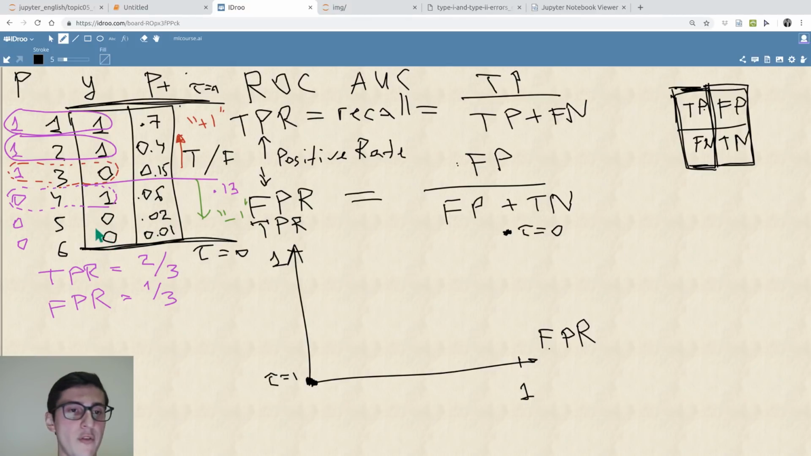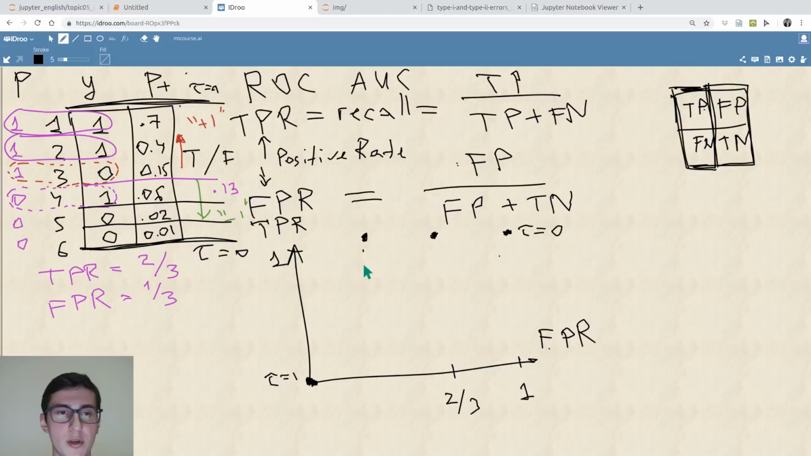Okay, and so if you vary this threshold, you'll get different values. Let's quickly skip through it. So for some threshold like 0.015, we'll have maximal true positive rate, and false positive rate will be 2/3. So here's 2/3, it will be this point. Then if we increase the threshold, maybe something like 0.4, false positive rate will decrease even further. Only one false positive is left. So this is 1/3.